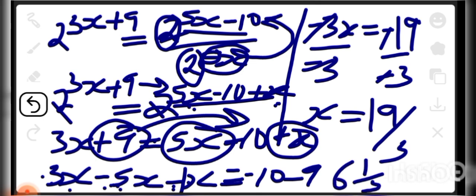So you can see it this way: 6 whole number 1 over 3. 6 times 3 is 18, 18 plus 1, that is 19 over 3. So this is the answer to this particular one. So let's go to the next one.